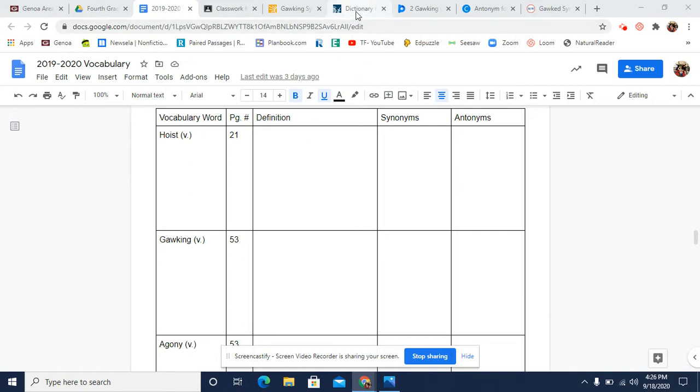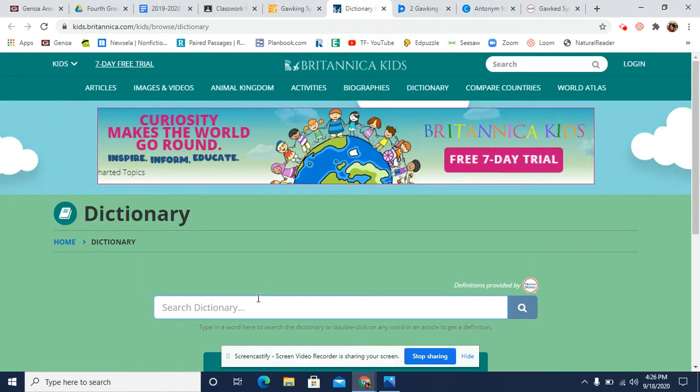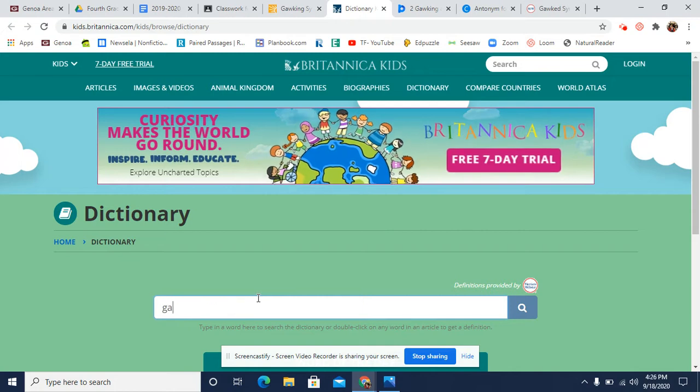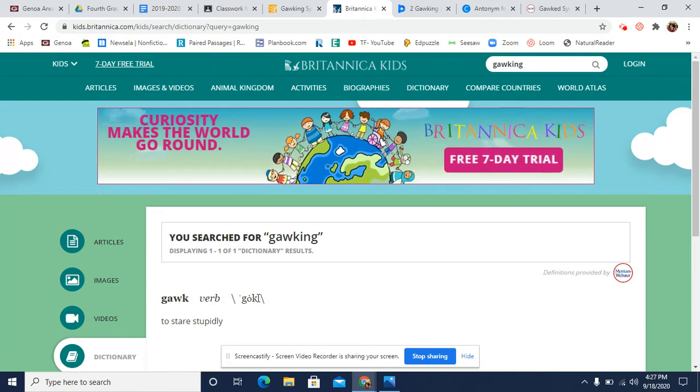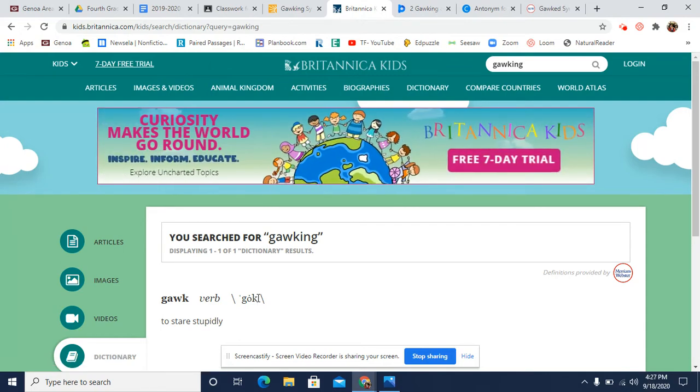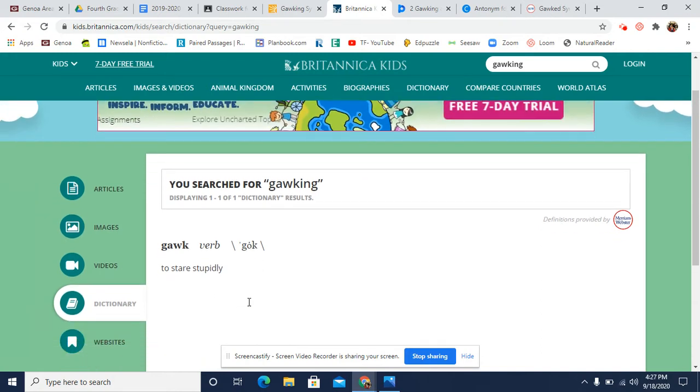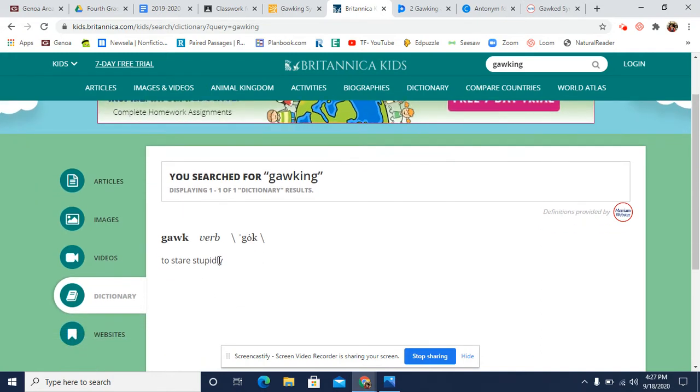So there's this bee on Joey's arm, and the kids are coming over gawking. So let's look up the definition. So I go to the dictionary, and I am going to type in gawking. We also saw that it's a verb, so it's an action. And then I read the definition. It says to stare stupidly. So they're kind of like dumbfounded. They're like, whoa, like mouth open, can't believe what's happening, just kind of staring, like can't believe that there's actually a bee crawling on his arm.